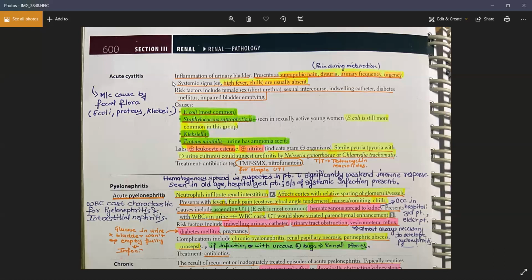So that's about acute cystitis. For the treatment, most commonly, if it is the non-complicated type, you will give the patient trimethoprim-sulfamethoxazole or nitrofurantoin. If it is a complicated one, that means if it is caused by Neisseria or Chlamydia, what do you give the patient? That would be tetracyclines, macrolides, and one more drug.